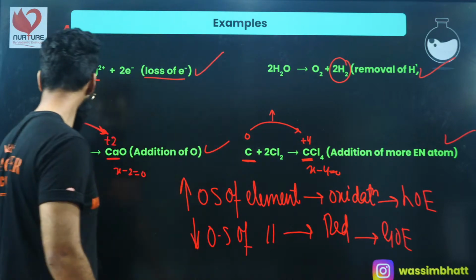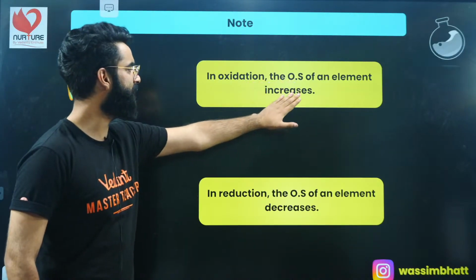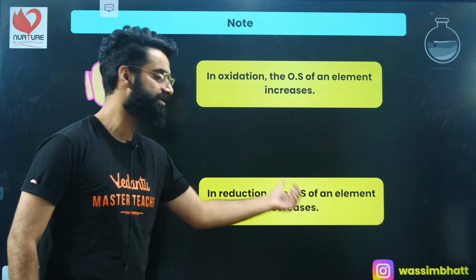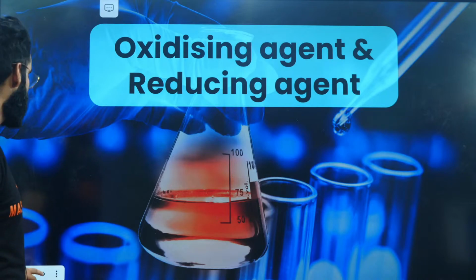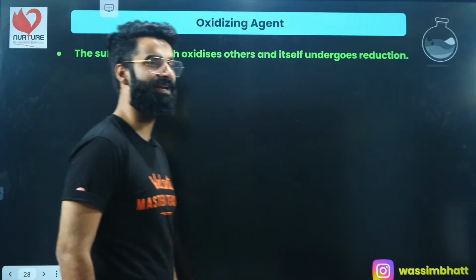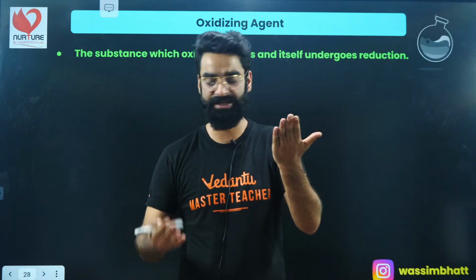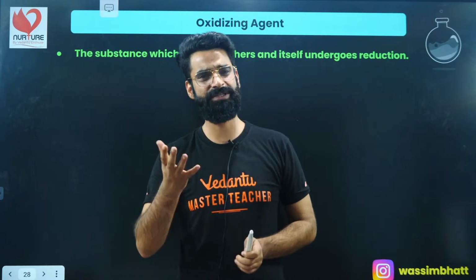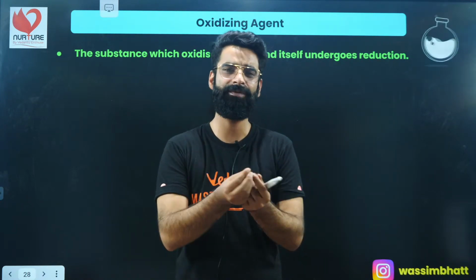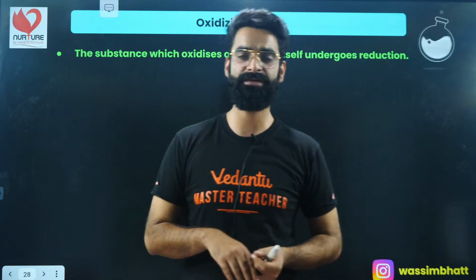Yeah? Now, moving on. In oxidation, the oxidation state of an element increases. In reduction, the oxidation state of an element decreases. This is something which you must be familiar with now. Okay? Now let's move on to something called oxidizing agent and reducing agent. And how do we identify which one is oxidizing agent, which one is reducing agent, right? Let me give you the definition of this oxidizing and reducing agent. This is something which you would have discussed in your earlier class as well, right? Still, I'm just quickly recapping those things.